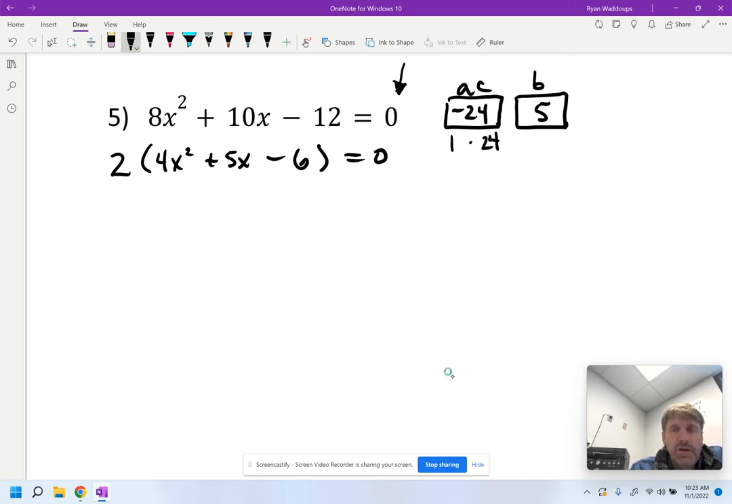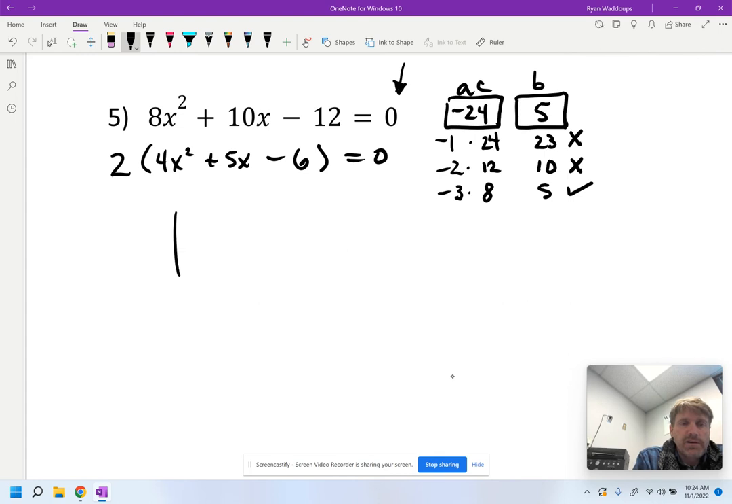1 times 24. I'm going to put the negative on the 1 so that when I multiply negative 1 times 24, I get negative 24. But when I add negative 1 plus 24, I get 23. And so it's not it, but the sign is correct. Negative 2 times 12. And that gives me 10 when I add them. No. Negative 3 times 8. And that's negative 24. Negative 3 plus 8 is 5. Those are the numbers we're looking for.